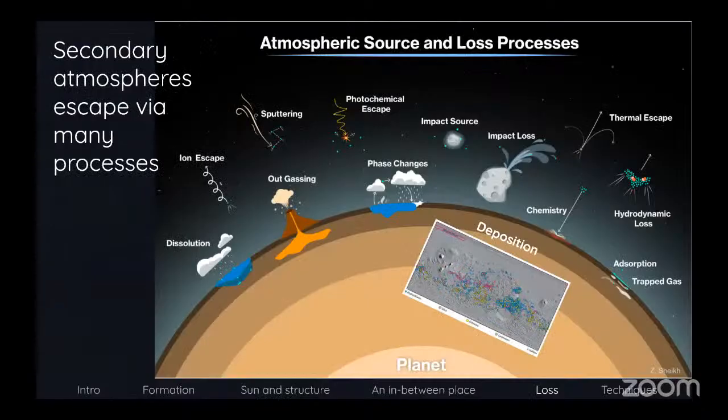When it comes to secondary atmospheres, there's lots of different processes that can either supply or remove them. This is more in my area of expertise since I study Venus and Mars. This is a cute little graphic made by a student of one of the professors here a couple years ago. I'm not going to go through all these processes in detail, but just know there's lots happening in these types of atmospheres. And I added the idea of deposition here from that previous plot.